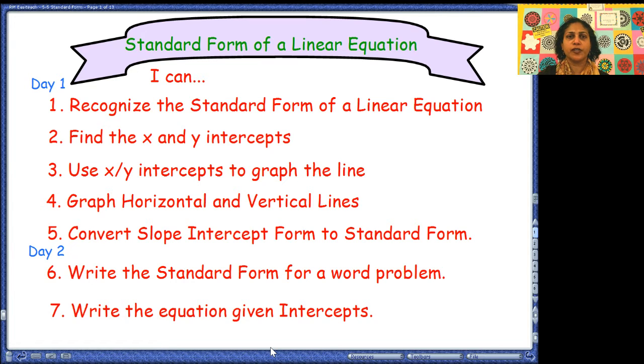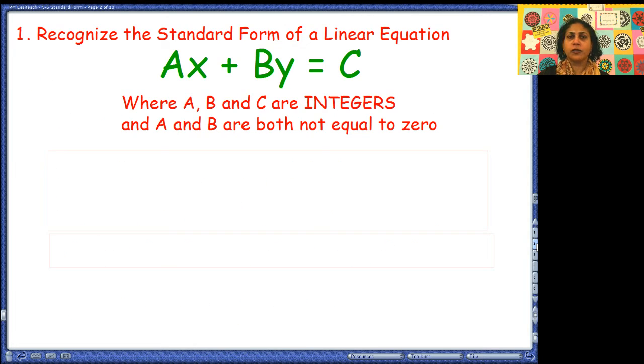Hi everybody, today we're going to do the standard form of a linear equation, and these are the objectives for today. The standard form of a linear equation looks like ax plus by equal to c, where a, b and c are integers. That means they're not decimals, they're not fractions, and a and b cannot both be equal to 0. One of them can be 0 at a time, but both of them cannot be 0. Also, this b is not the slope, and this c is just a number by itself.